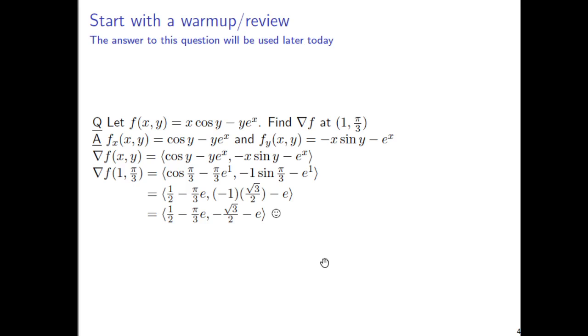So the vector that we get, and it is a vector, right, is 1/2 minus pi over 3 times e, comma, negative root 3 over 2 minus e. Now, we'll reuse this a little bit later today.